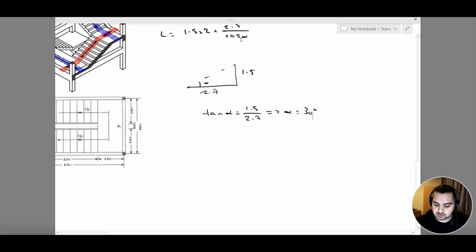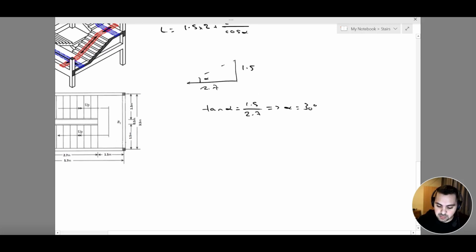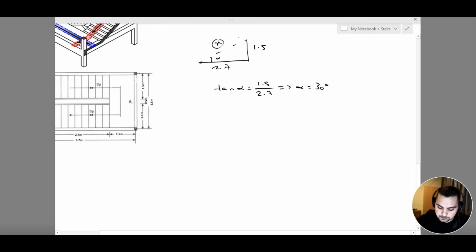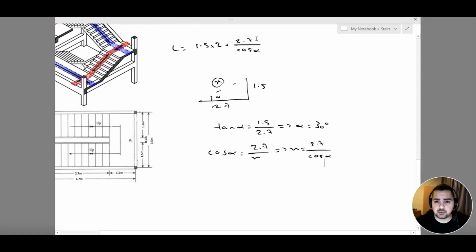Now this value here is 2.7 over cosine alpha, because if I go for cosine alpha here, this is x, this is the value that I want. So cosine alpha equals 2.7 over x, so x equals 2.7 over cosine alpha. We can also take it as 1.5 over sine alpha. It's the same thing. You can go for whichever number that you want. They both work, because sine alpha equals 1.5 over x, so x equals 1.5 over sine alpha.